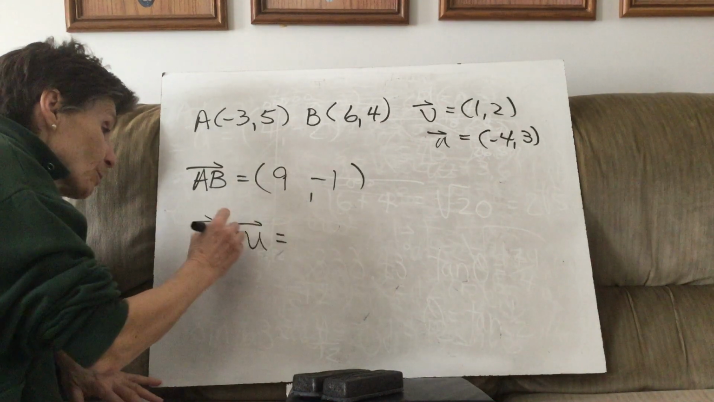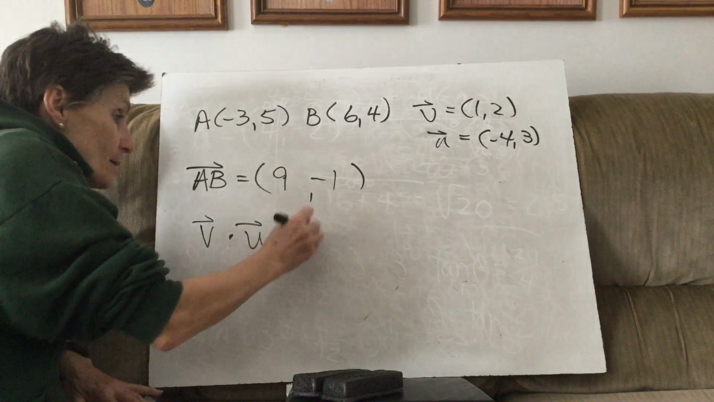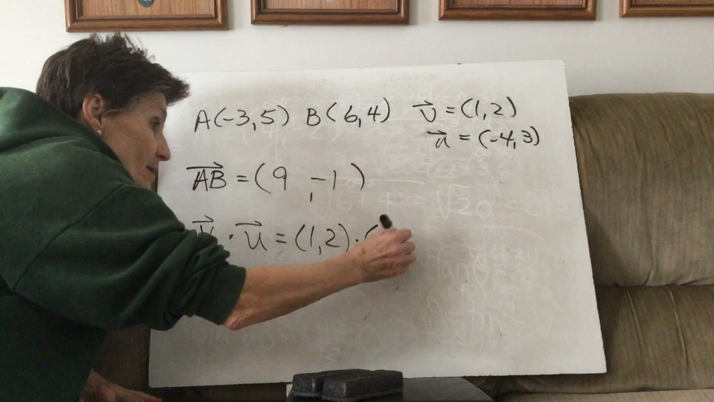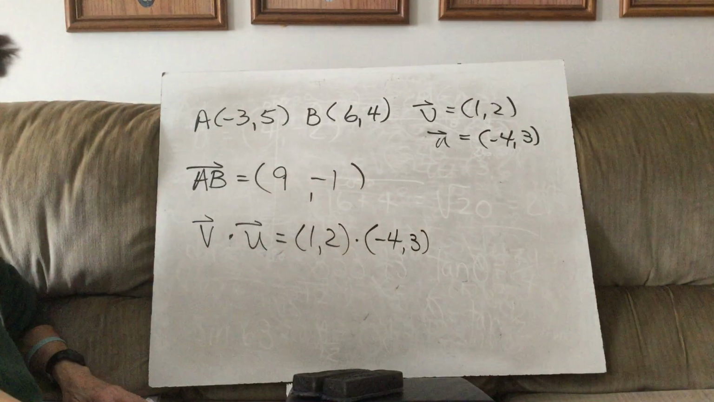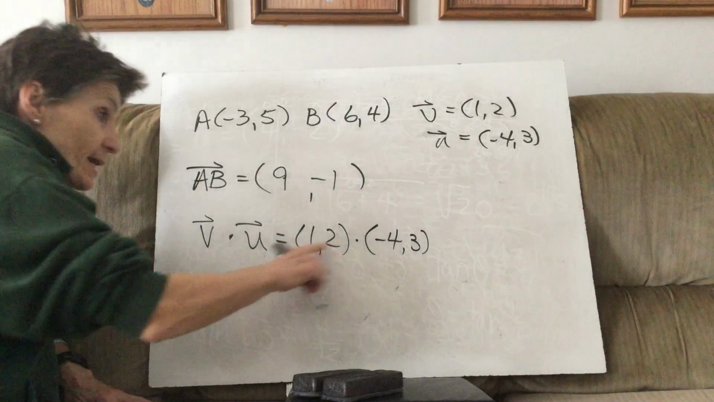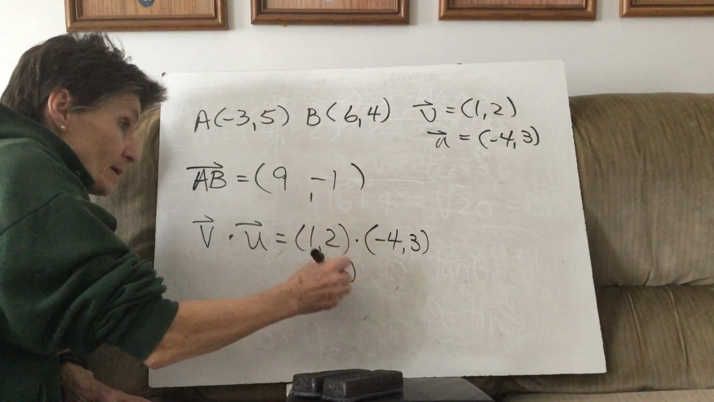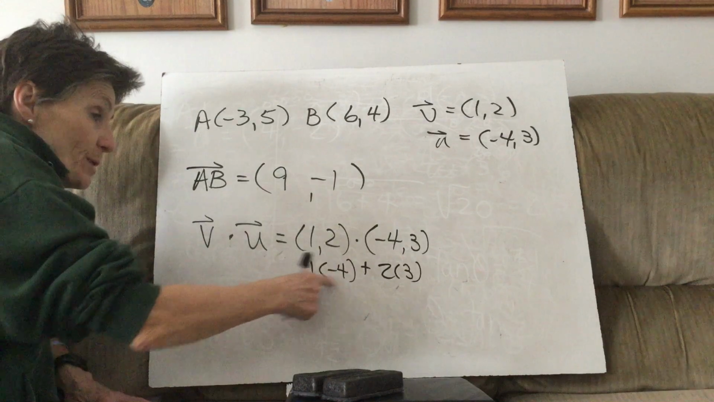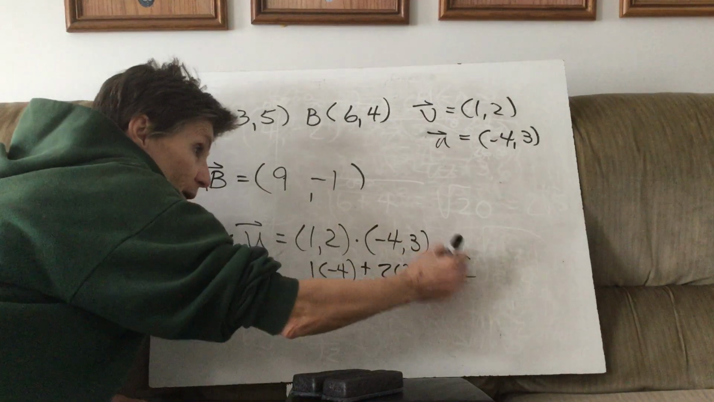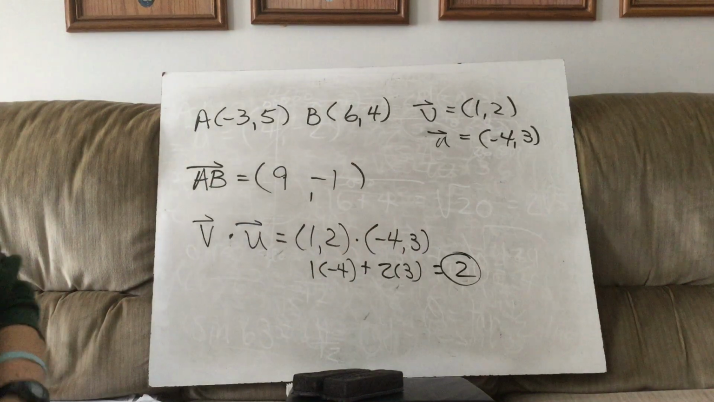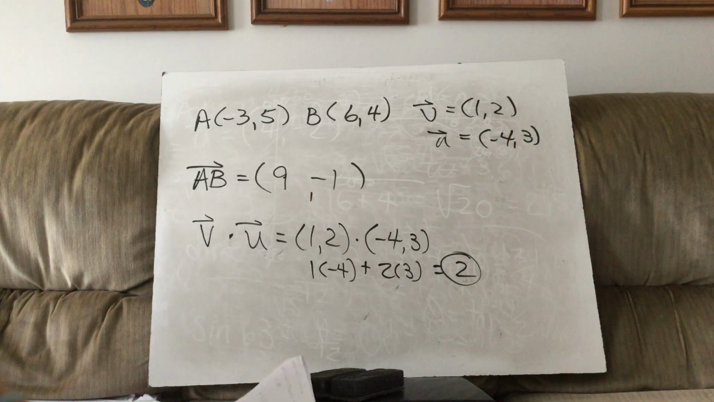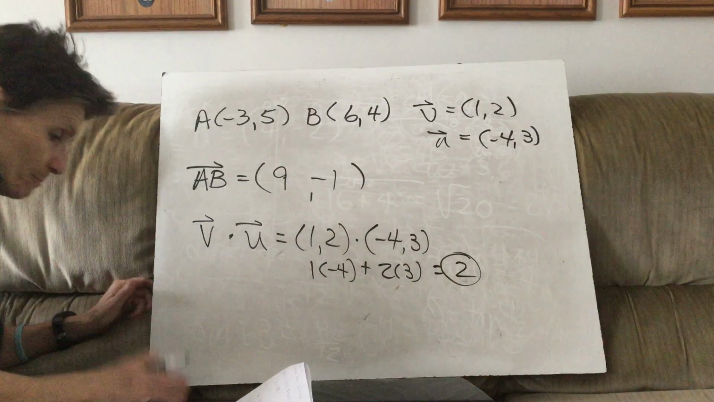V dot U. Now we're doing a dot product. So we're taking vector V and dotting it with vector U. Remember, when you do a dot product, you take x times x, y times y, and add them up. So negative 4 plus 6, the dot product is 2. The dot product of two vectors is always just a number, so it's 2 in this case.